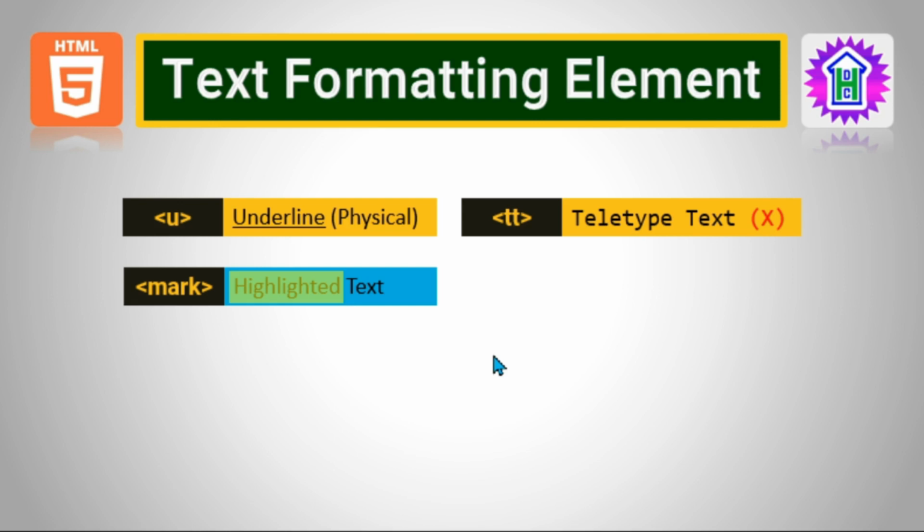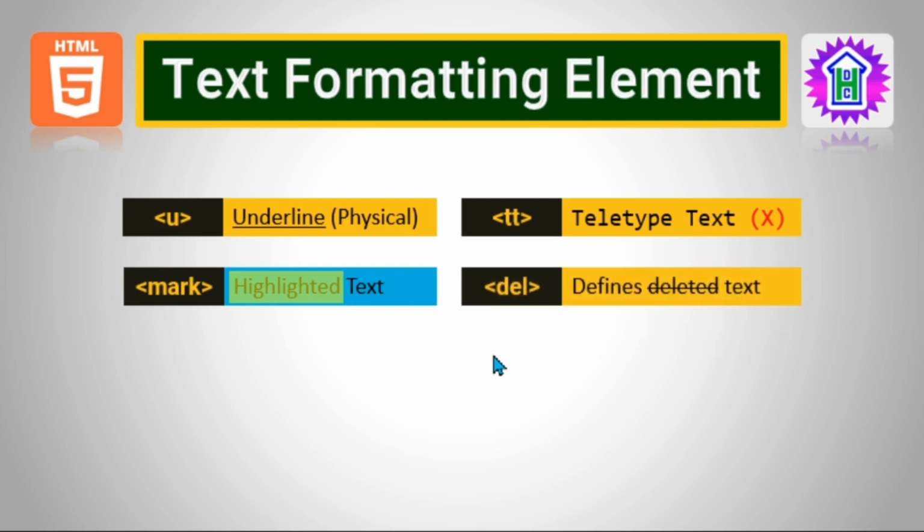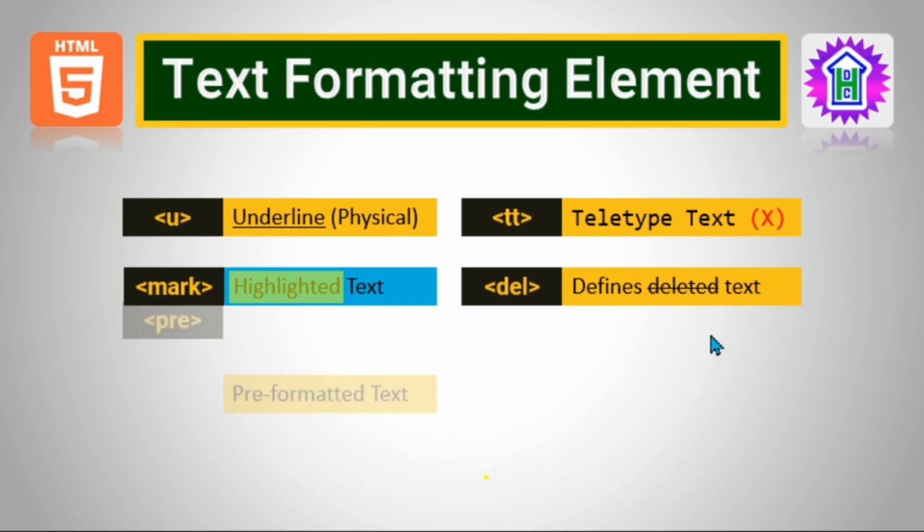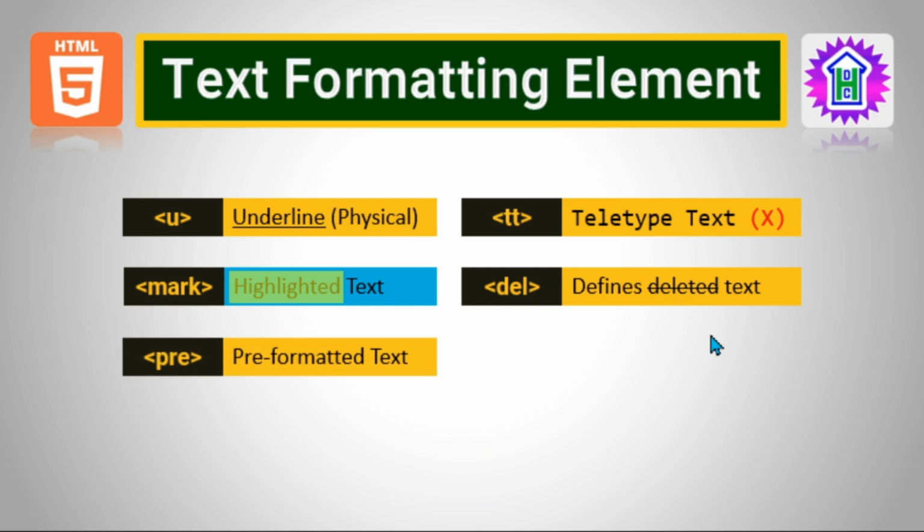The next tag we have is del. Del defines how to represent something which is deleted. So it is also giving the same output as that of the S or strike tag, but it is different from these two.